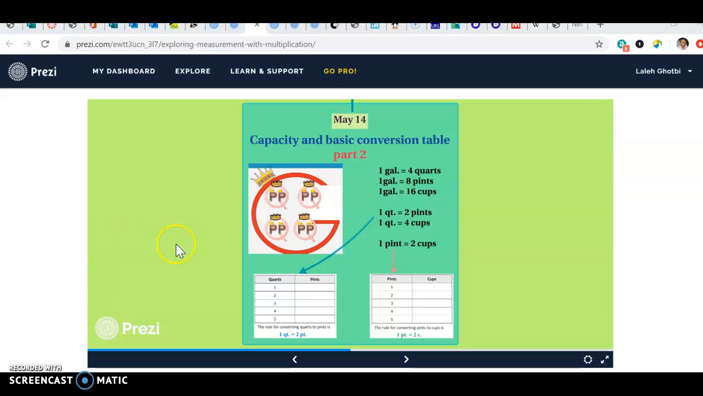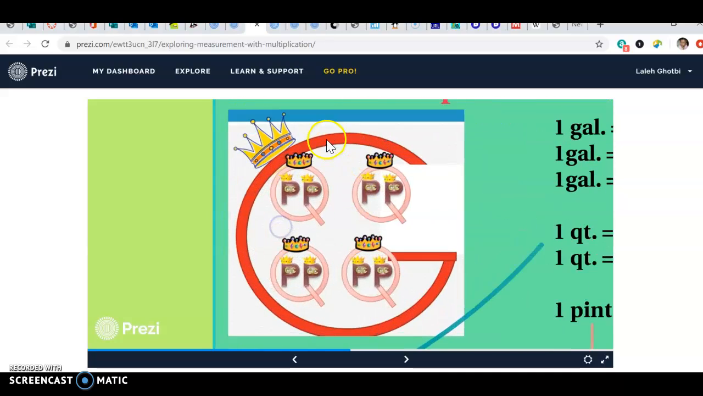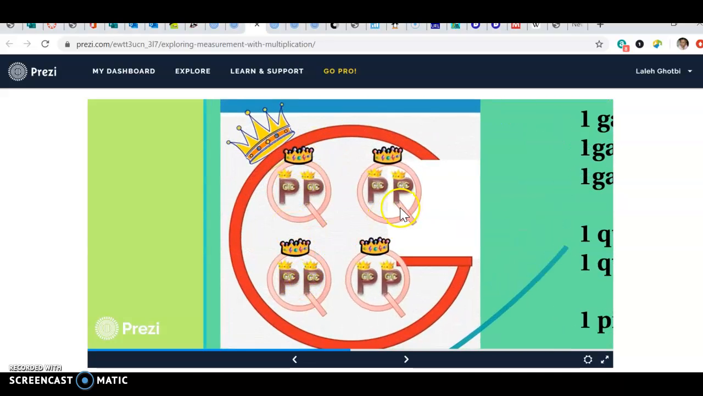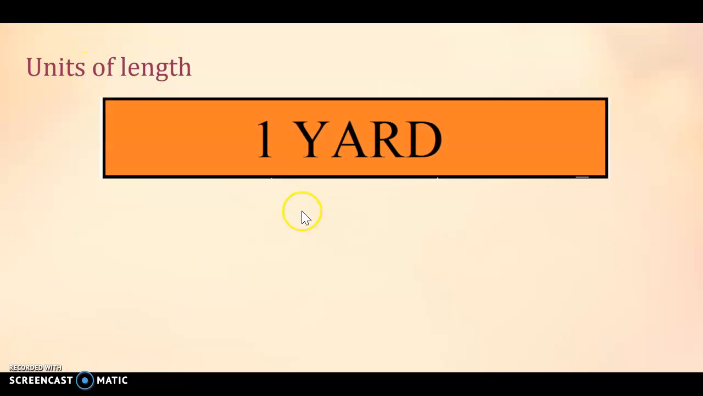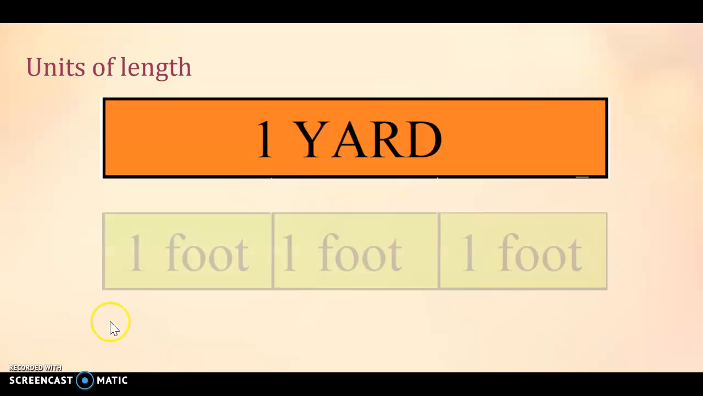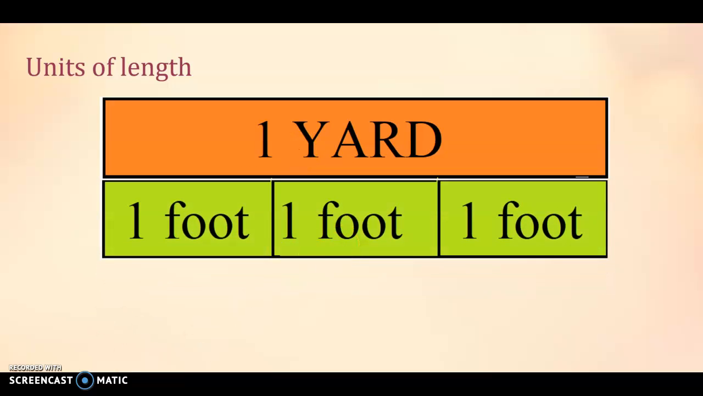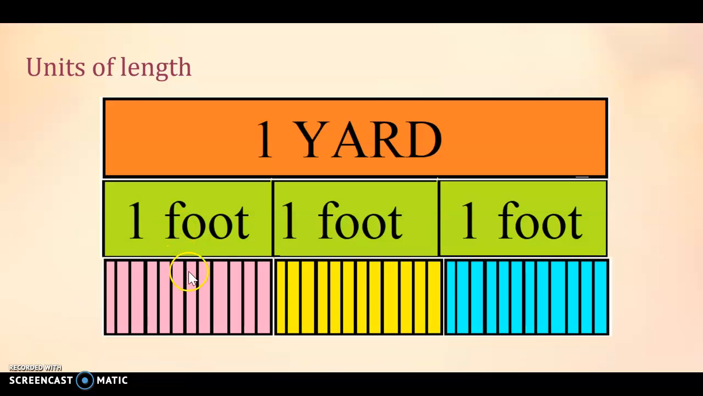Yesterday you learned about King Gallon and the units in his kingdom. Before I go over today's lesson, I'm going to review what we learned since Monday. On Monday and Tuesday we learned about units of length. You learned about a yard being equal to 3 feet and each foot being equal to 12 inches.